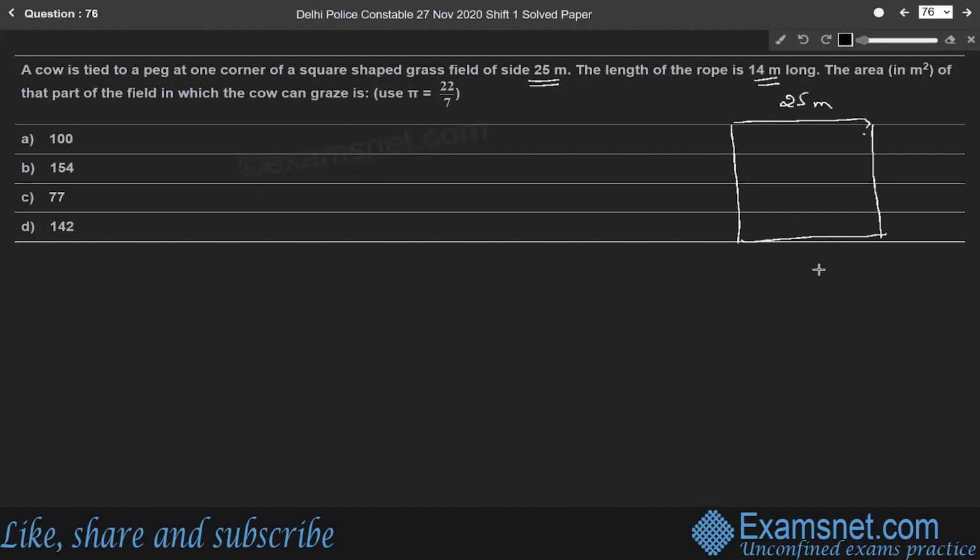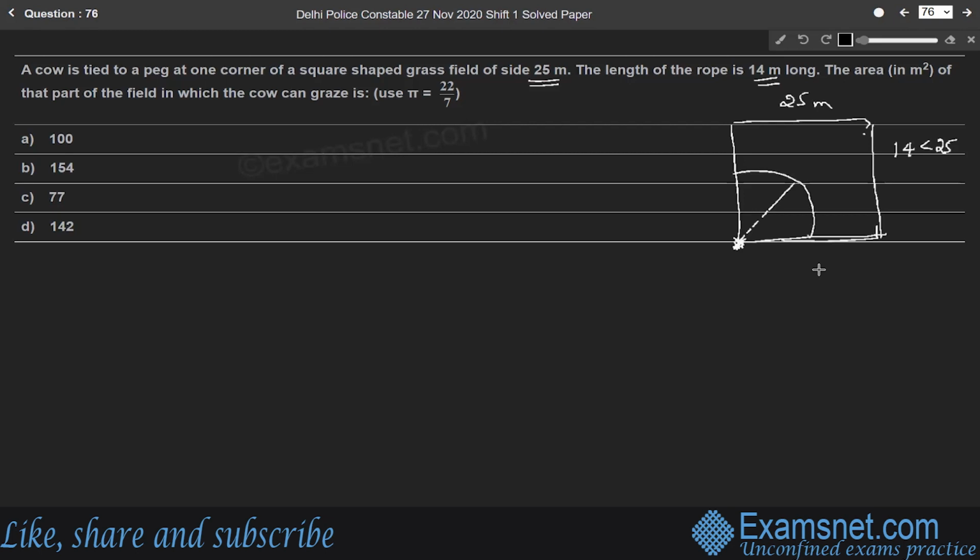Right? So a cow is tied to a peg at one corner. Let us consider the cow is tied at this corner. The length of the rope is 14 meters. Since the length of the rope is less than the side of the square field, the cow can graze only a certain portion of the square field.